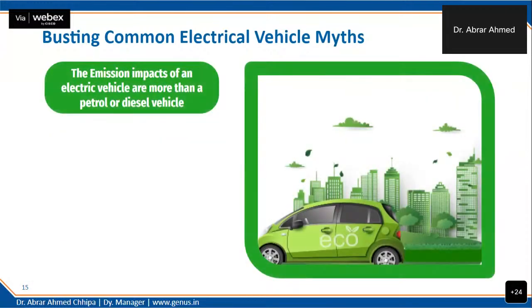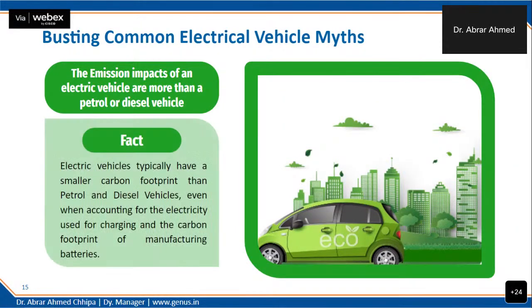Next is the claim that the emission impact of an electric vehicle is more than that of a petrol or diesel vehicle. So let me talk about it. An electric vehicle can convert about 59 to 62% of the electrical energy from the grid to power at the wheels, whereas a conventional petrol vehicle can only convert almost 17 to 21% of the energy stored in the petrol to power at the wheels. We need to convert that petrol energy to power the wheels, so only 17 to 21% is transferred to the wheels.